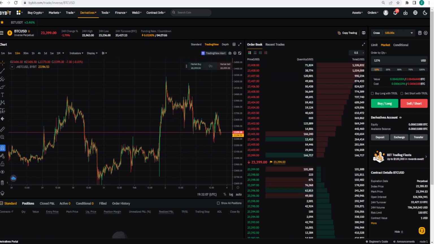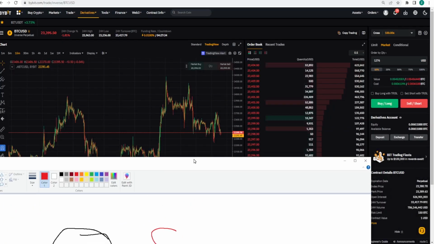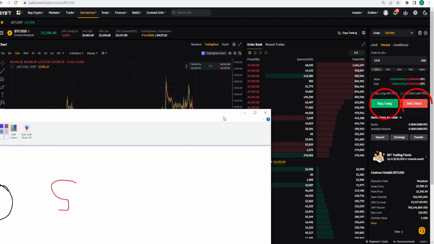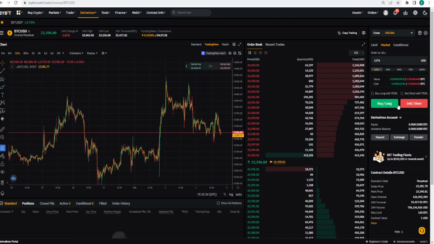Okay, so I took out paint because I just wanted to start drawing some things, because I think it might make things a little bit more clear. Bybit here functions as an exchange. It has buyers and it has sellers. This is the buy button, this is the sell button. Which asset are we on? We're on BTC-USD. So we can buy BTC-USD, sell BTC-USD.